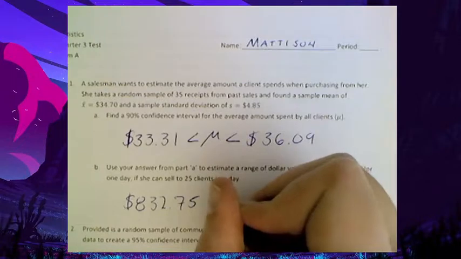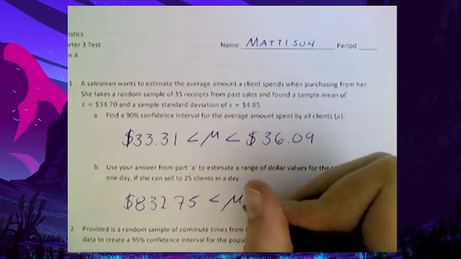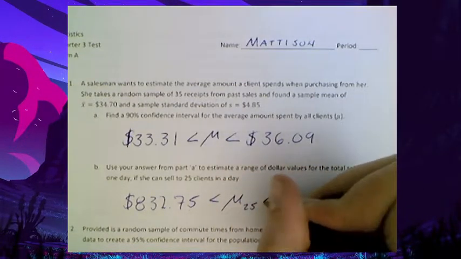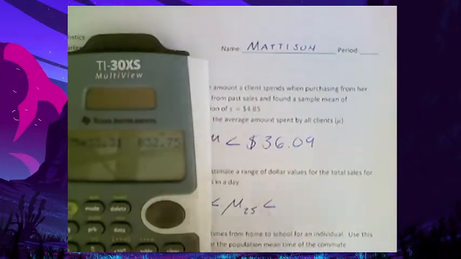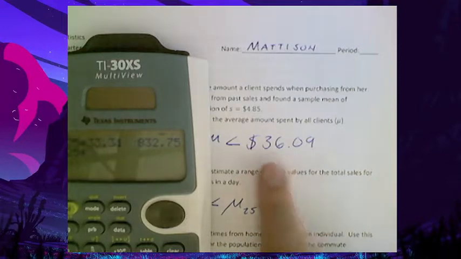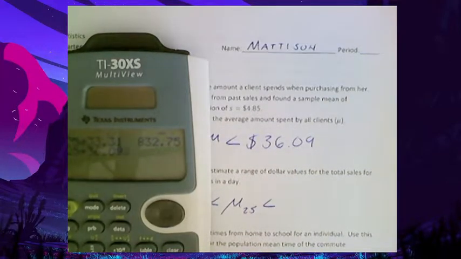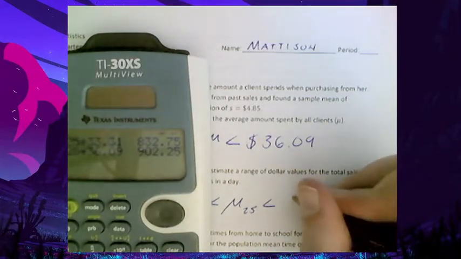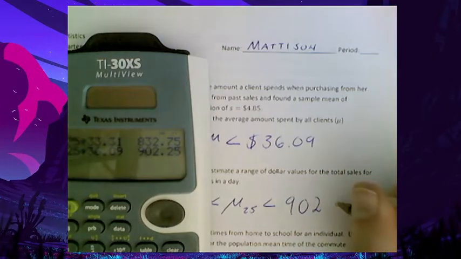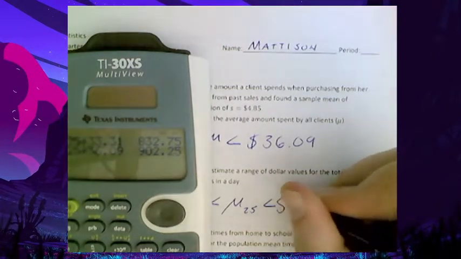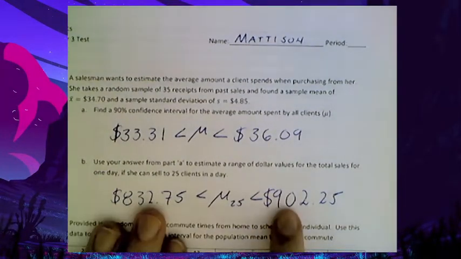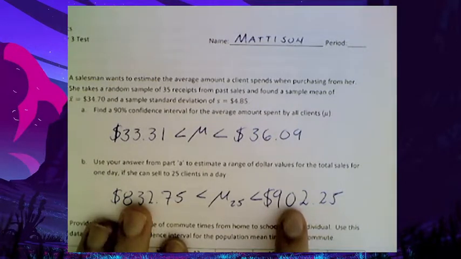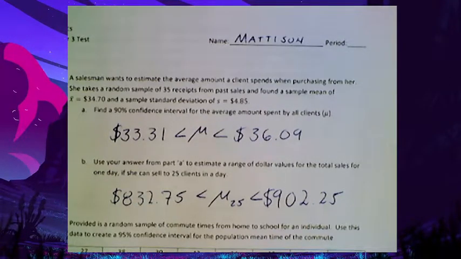So the low range there would be $832.75, and then the higher range for my mu of 25 being sold, my upper range is going to be that same idea, but 25 times 36.09. And that gives me 902.25. So if I sell to 25 people per day there, I would expect to have a sales range between there and there for each of those days.